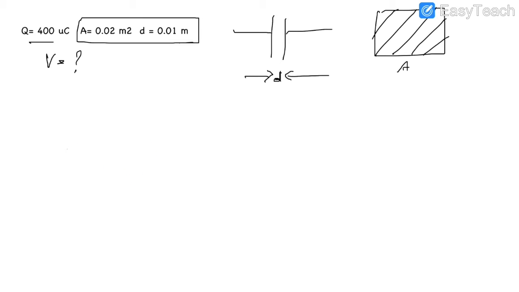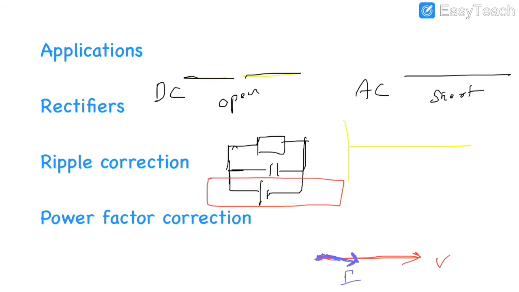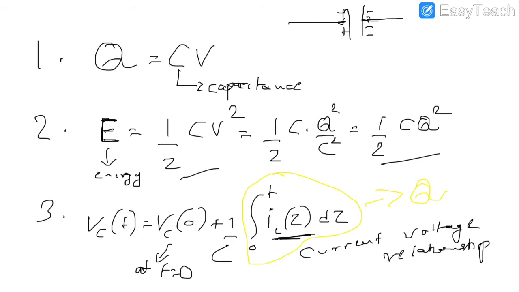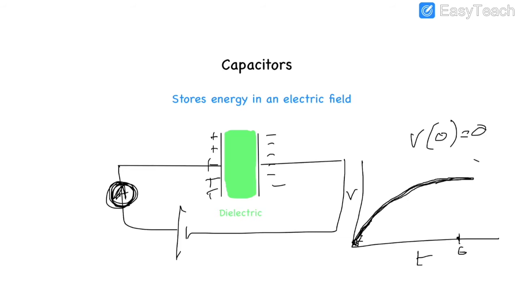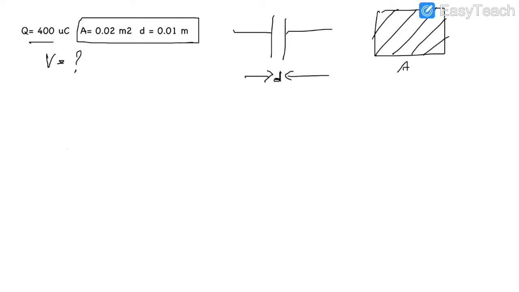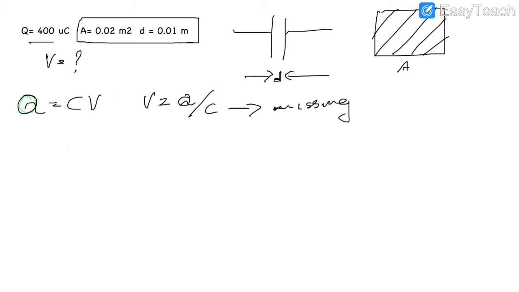The first thing, if you look at our expression, is we're going to use our first expression: the charge is capacitance times voltage. If you rearrange this, voltage is the charge divided by capacitance. For that, we have a missing term in our problem. So I'm going to write the main formula right here: Q is equal to C times V, so V is Q by C. We have a missing term, that's C, so let's go ahead and find C first.